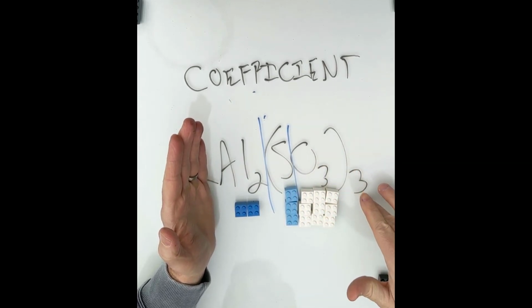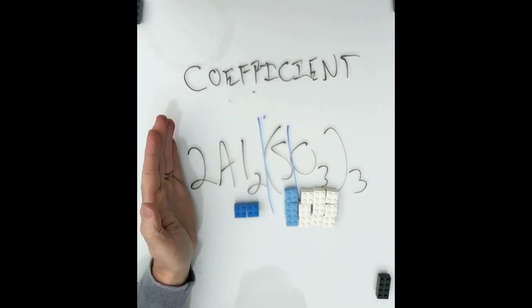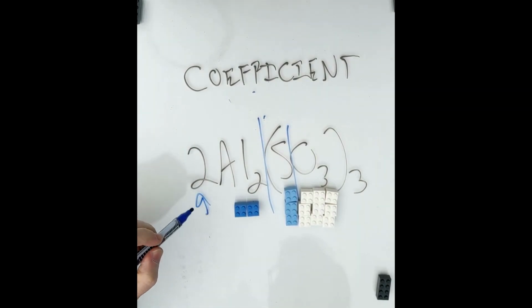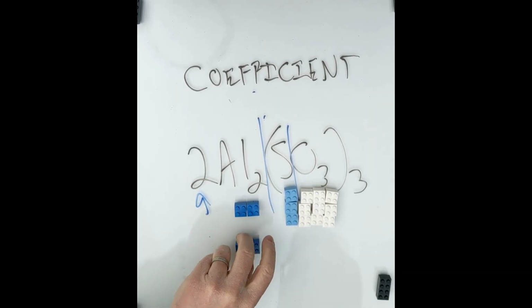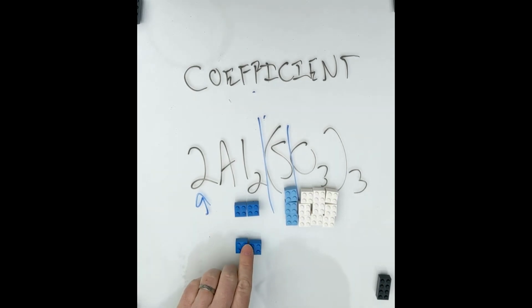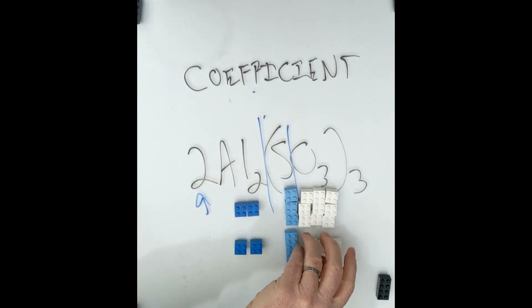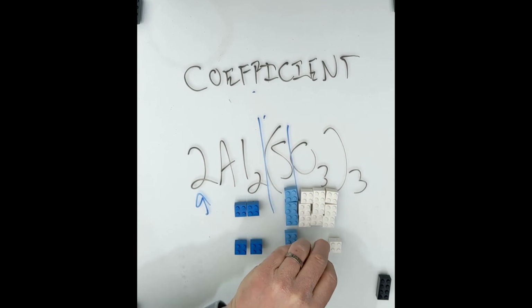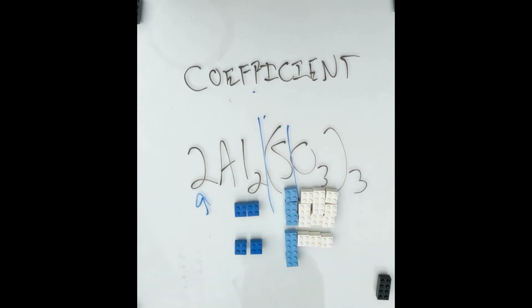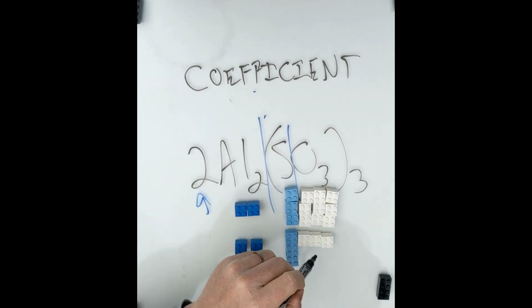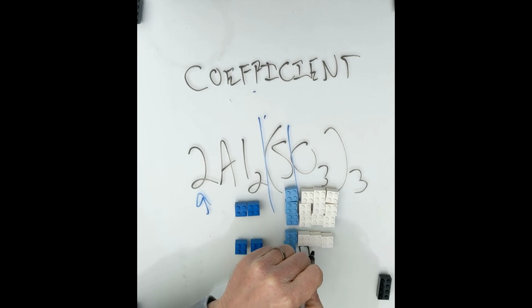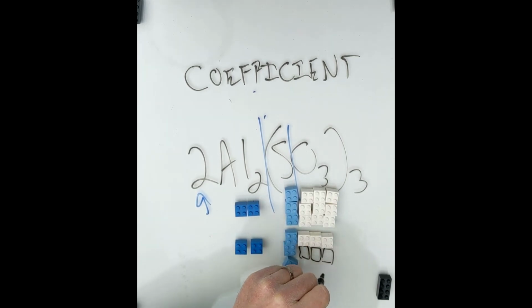Oxygen 3 times 3. Well, then we put the coefficient here, which means everything in here there's 2 of, or twice as many of. So it means there's 2 aluminums twice. It means there's 3 sulfurs twice. And, I'm going to run out. But there's 9 oxygens twice. And I didn't have enough bricks. I should have counted before I started, but there should be a total of 9 white squares here.